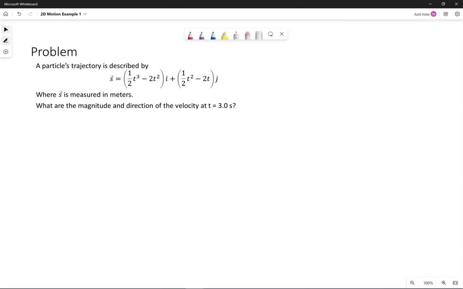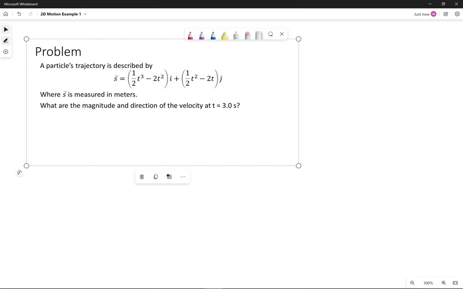So our first example of two-dimensional motion, we've been given a particle's trajectory described by this function. Remember, S represents position. When we talk about the word trajectory, we typically mean the path the particle takes. So this function is describing where the particle is at any given moment in time.